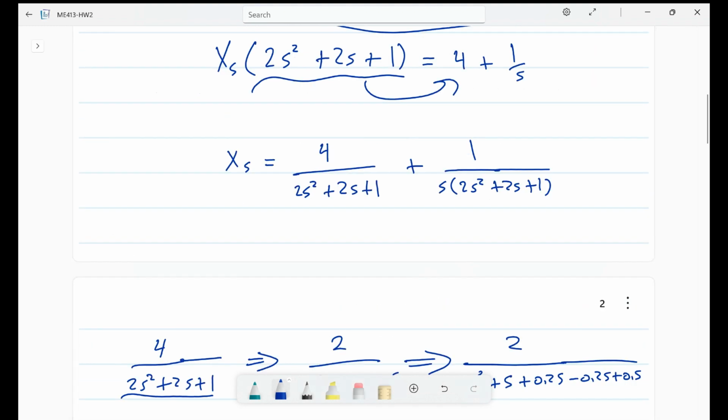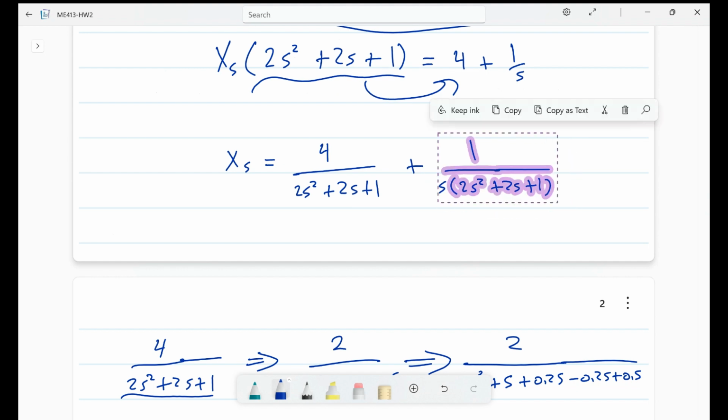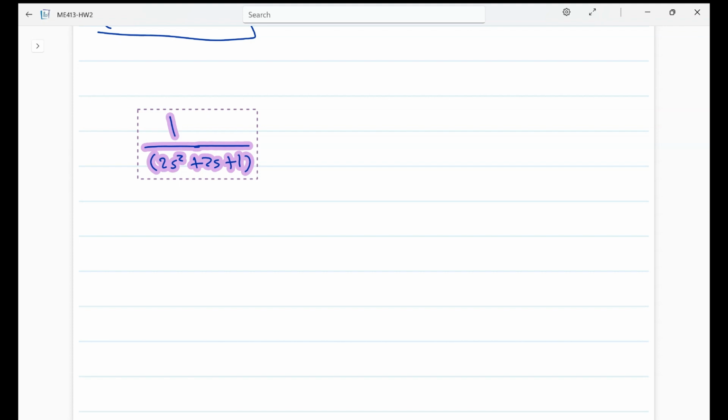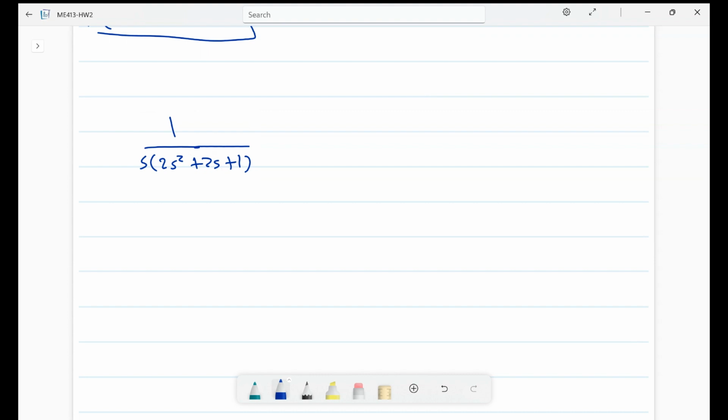Now let us go to our second term, which is this one. Let me copy it. As I mentioned, first we will take 2 as a common factor, and here we'll be left with 0.5.